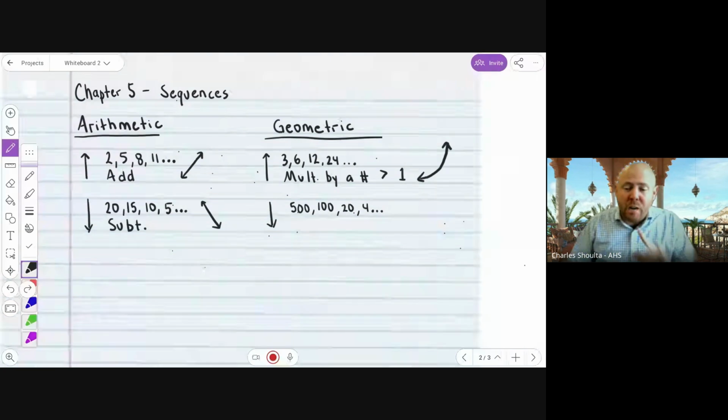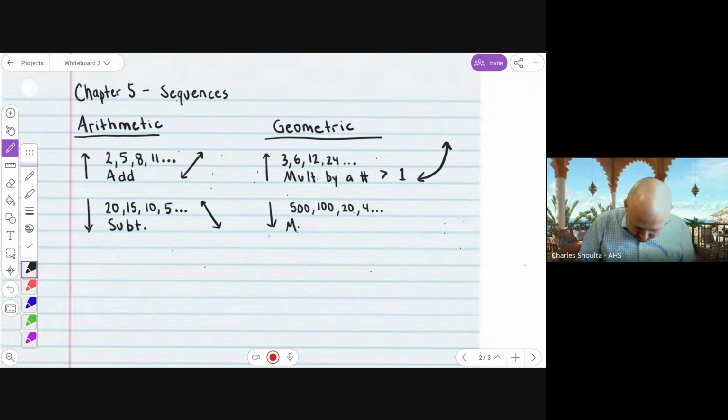Now, look, a lot of you may be saying division, and that's not wrong, but we are not going to divide. We're not, and we'll see more about that a little bit later. So what we're going to do is this. We're still going to multiply, but we multiply by a number that is less than 1.